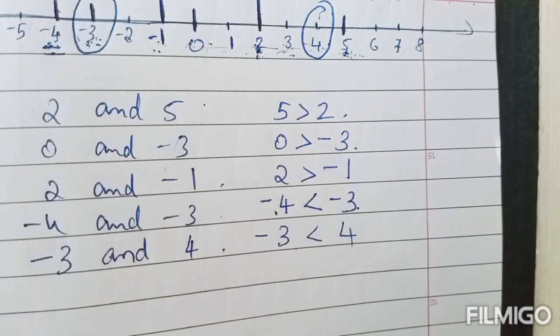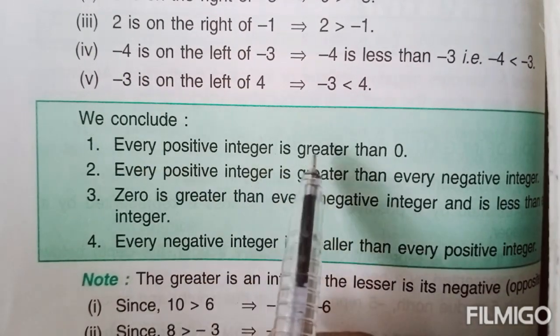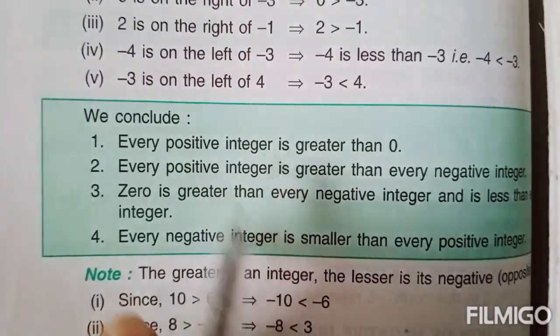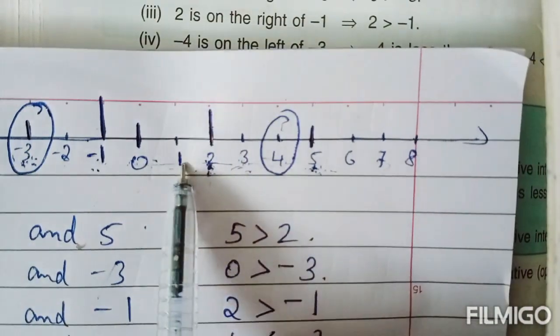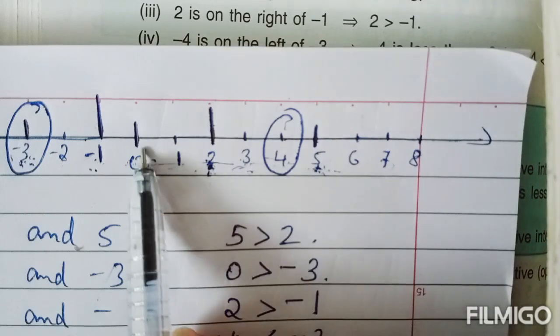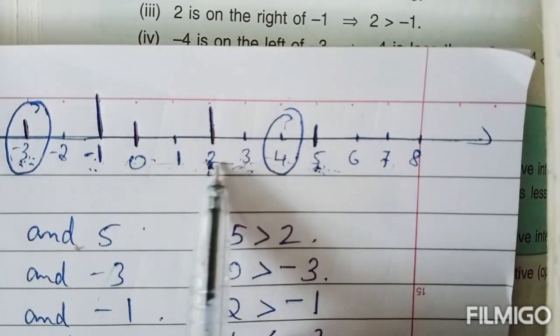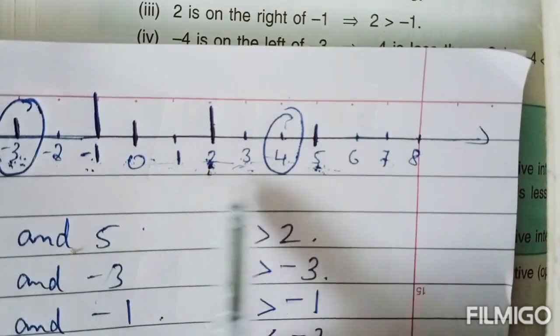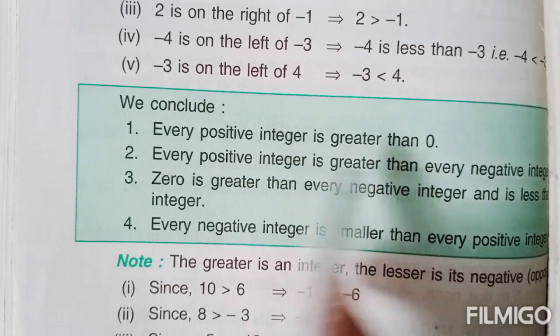So we conclude, every positive integer is greater than 0. You can see in this number line all positive integers starting from 1, 2, 3, 4, 5, 6, etc. lie to the right side of 0. So every positive integer is greater than 0.